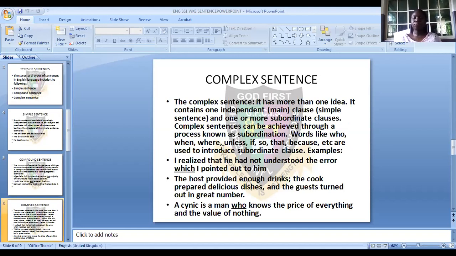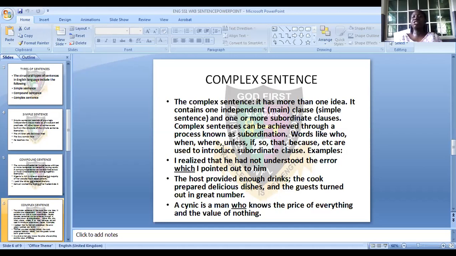Number three, we have the complex sentence. Complex sentence, that's the third structural type of sentence that we have in English language. Now the complex sentence has more than one idea. It contains one independent clause as the main clause, which we can also call a simple sentence, and one or more subordinate clauses. So we can have one or more subordinate clauses joined to the main clause to have our complex sentence.